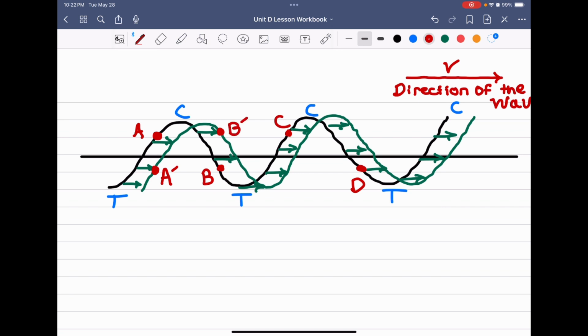C is going to be down here on the green line because it can only shift vertically, and to get to the new position, it has to go down. And then lastly, D has to go up in order to get to its new position here. So all the primes are the new positions of those particles, and all the original A, B, C's, and D's without the prime are the original positions where it was originally at when the wave started.